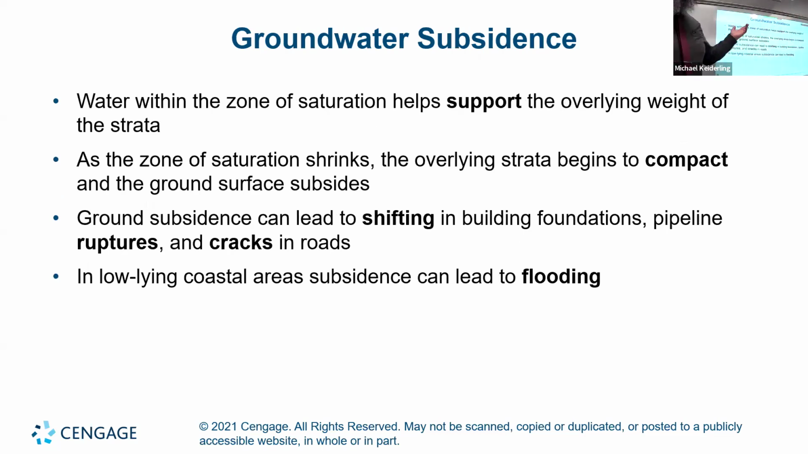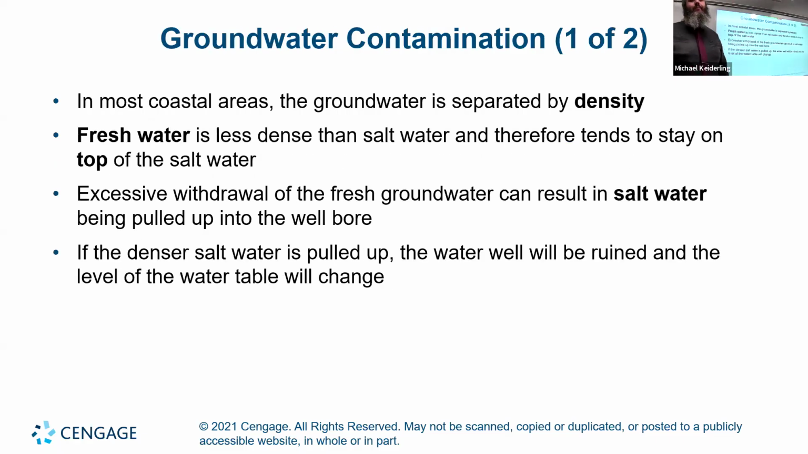Now, water within the zone of saturation helps support the overlying weight of the strata. So if you pump out all the water, there's less there to help support the overlying weight. You can actually have subsidence. The overlying strata will begin to compact and the ground surface will subside. And this can lead to shifting in building foundations, ruptures in pipelines, and cracks in roads. And in low-lying coastal areas, subsidence can actually lead to flooding because the land gets lowered low enough that you easily flood.